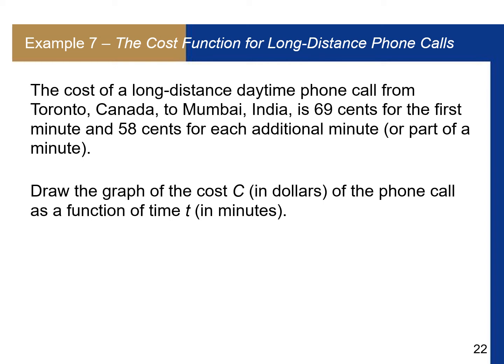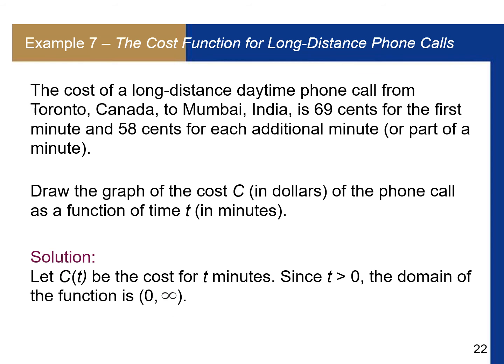The cost of a long-distance daytime phone call in Toronto, Canada to Mumbai, India is 69 cents for the first minute and 58 cents for each additional minute or part of a minute. So this is a typical example that we use to show greatest integer functions. Draw the graph of the cost in dollars of the phone call as a function of time.